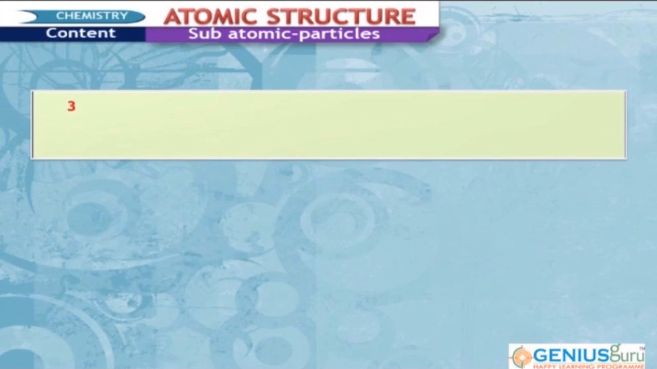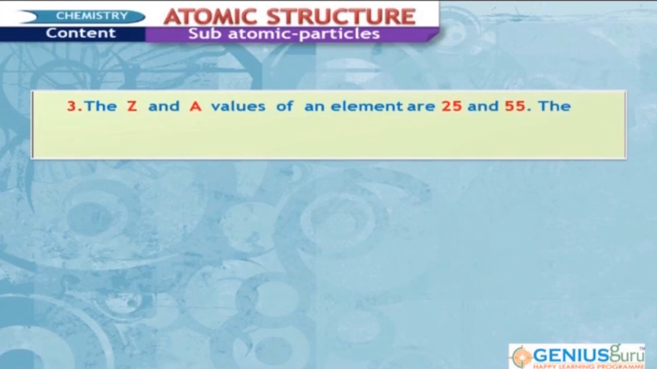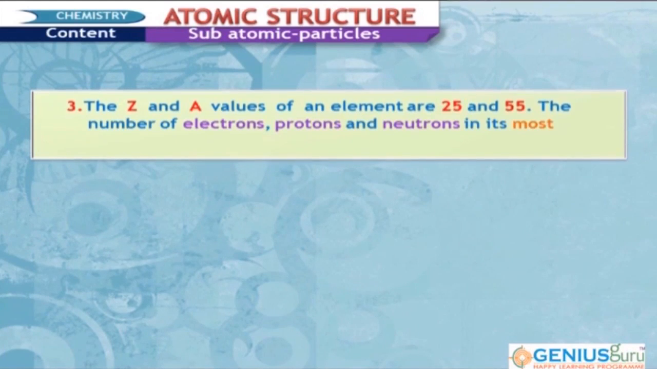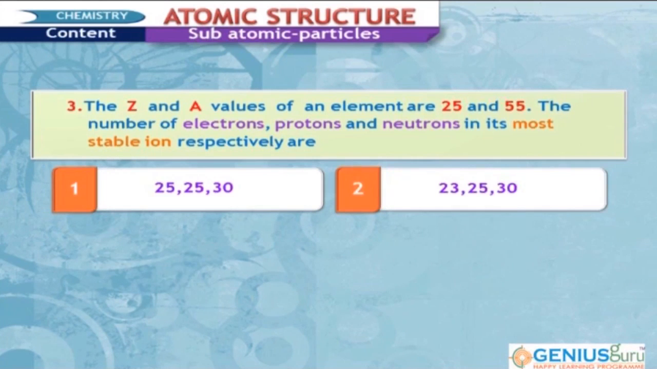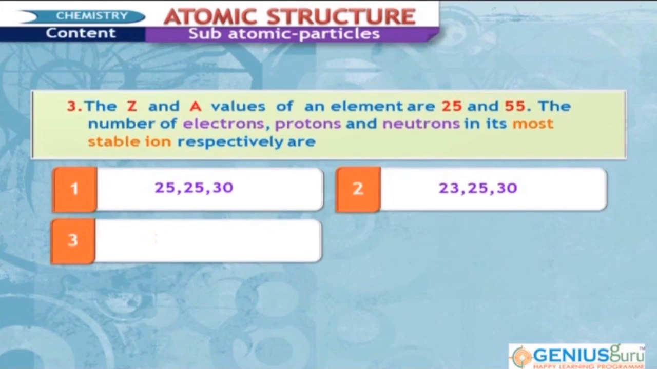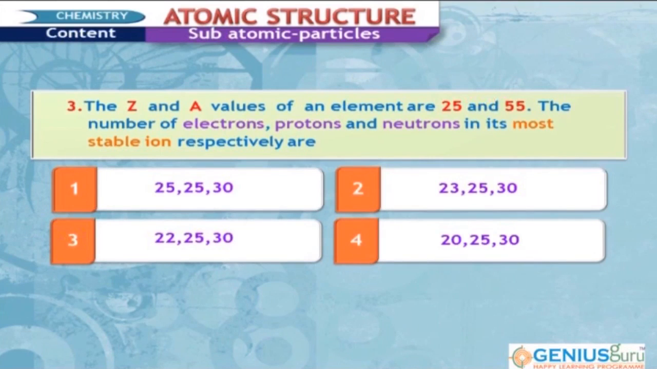Next question is, the Z and A values of an element are 25 and 55. The number of electrons, protons and neutrons in its most stable ion respectively are. Here are the options. The first one is 25, 25, 30. Second one is 23, 25, 30. Third one is 22, 25, 30, and fourth one is 20, 25, 30.